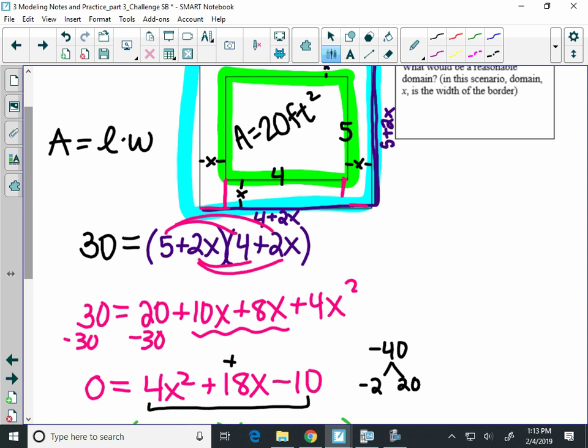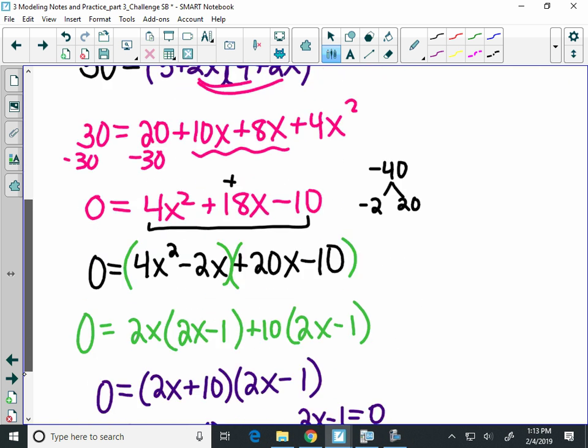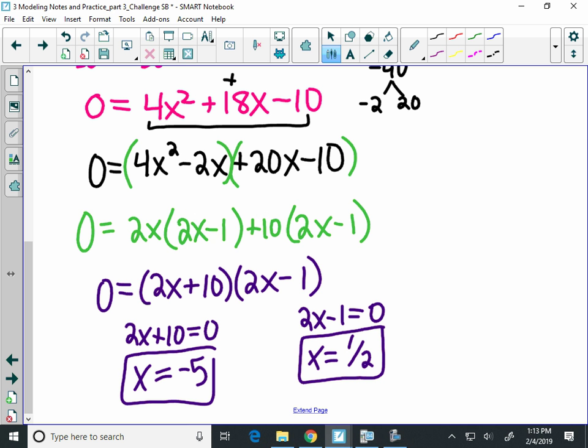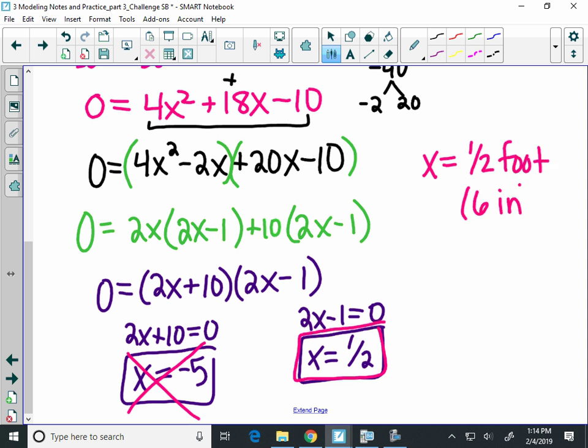Now remember, x here, when I go way back and look at my picture, x is the width of the border. How wide the border has to be. Can you have a negative border? No, so negative 5 gets crossed off. That's an extra solution. So that means that the border has to be half of a foot. We're talking about feet here. So the width of the border is 1/2 of a foot, or 6 inches. All right, so her quilt has to have a 6-inch border.